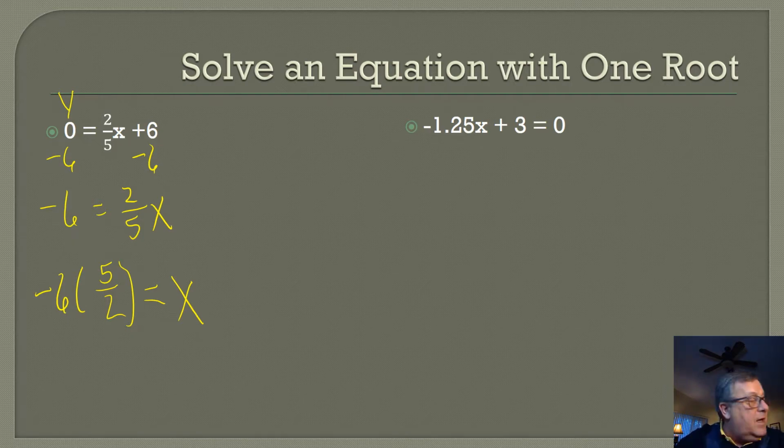Okay, so let's see. If I look at this, well, I can do a little bit of reduction here, because 2 will go into negative 6 negative 3 times, and negative 3 times 5, numerator times numerator, equals negative 15. And so the x-intercept, or the root, or the zero, or the solution of this equation is negative 15, solving an equation with one root.